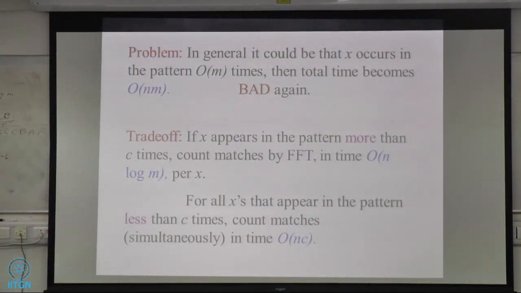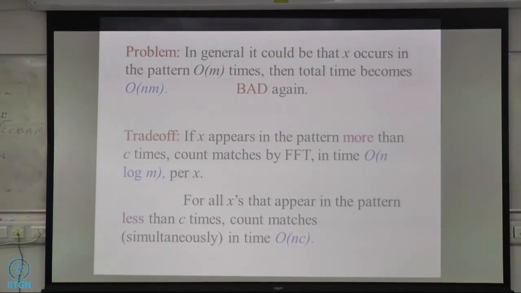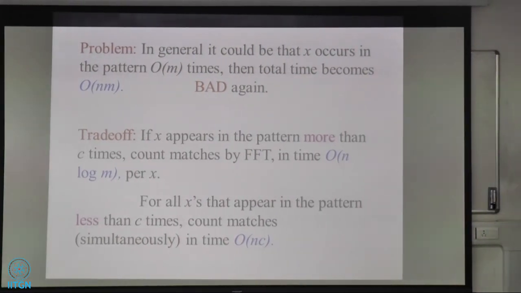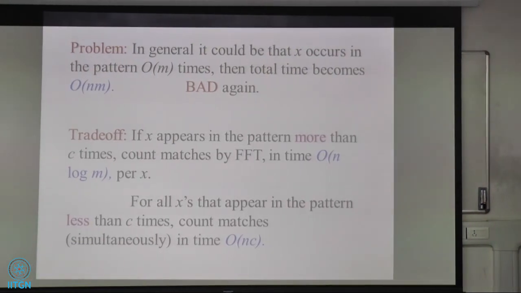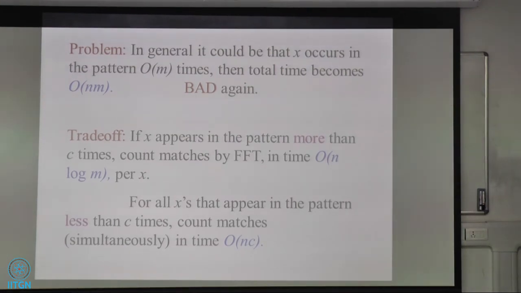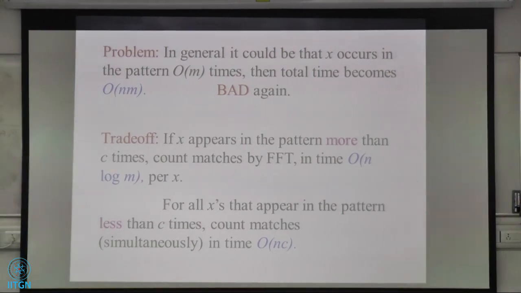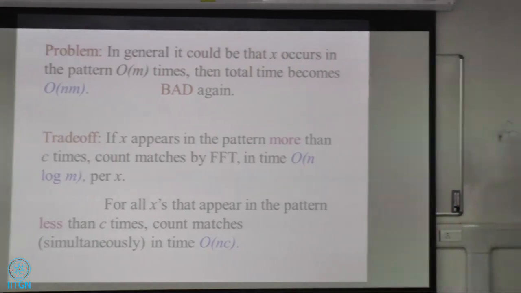So as we said, the trade-off is this: we want to find out this threshold exactly that Professor Misra is looking for. So let's assume that that threshold is c. If x appears in the pattern more than c times, we're going to count the matches by the FFT, and that is going to happen in time O of n times log m per x. And all the x's that appear less than c times, we're going to count the matches simultaneously in time O of n times c, for all of them.